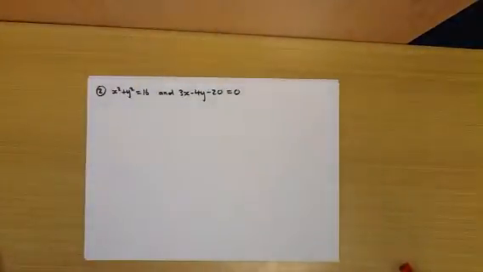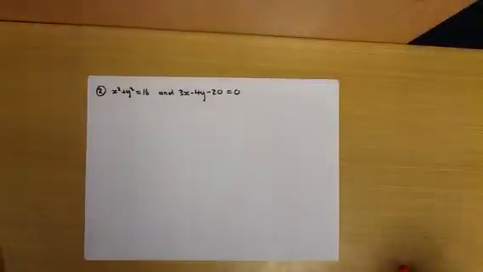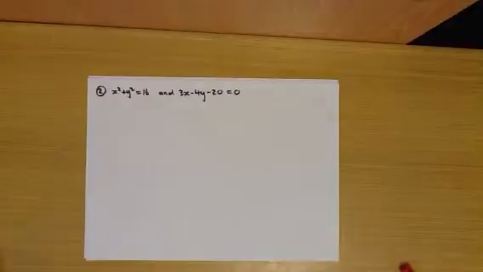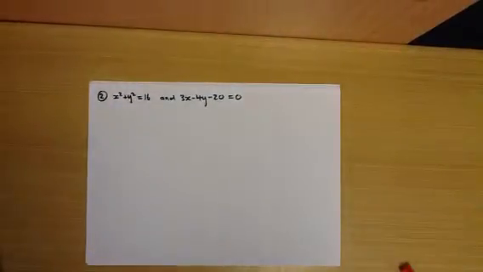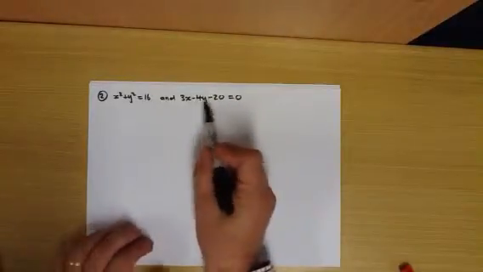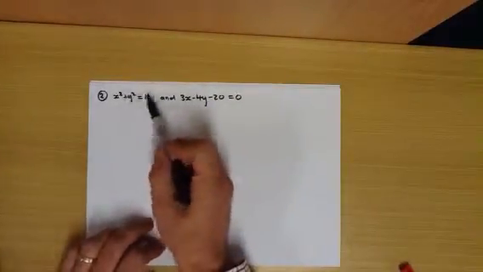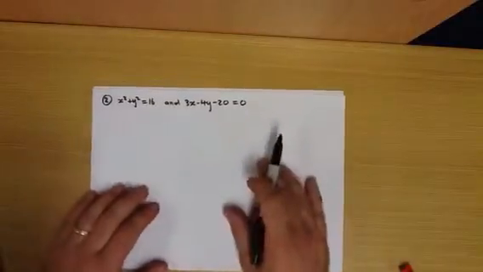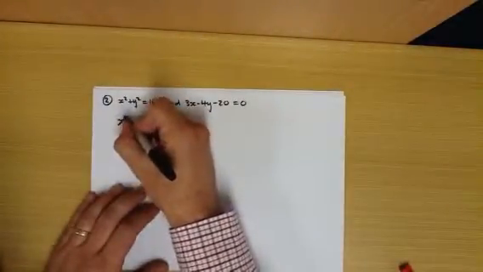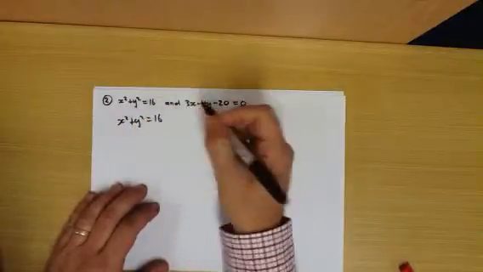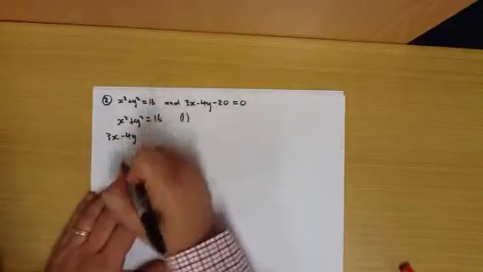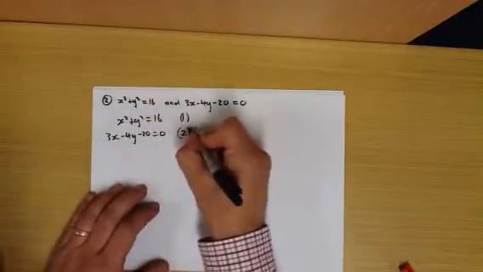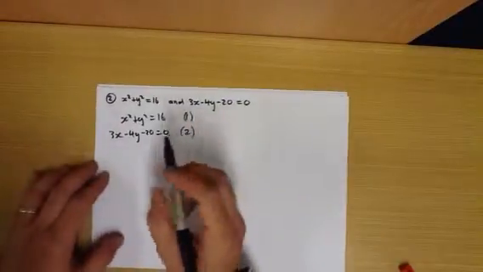Here's another type. This one's a bit crazy. I've got two equations here now. If we look at the two equations, we're going to try and isolate the x or the y and try substituting. It will probably get a little bit messy. But anyway, let's see how we go. So let's start. x squared plus y squared equals 16. Let's call that equation 1. 3x minus 4y minus 20 equals 0. That's equation 2.